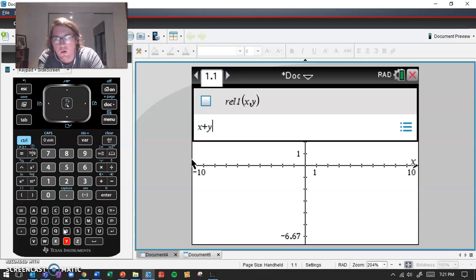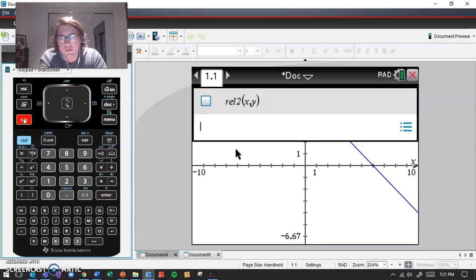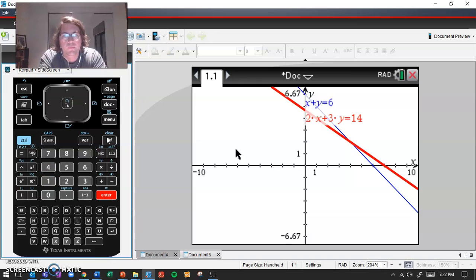So if I remember my equations correctly, I can go x plus y is equal to 6. There's the first one. Okay. And to bring up another equation or relationship, I just press tab. And the next one is 2x plus 3y is equal to 14. And you can see there that I've now graphed both of my linear equations. I can tell they're linear because they're both lines.